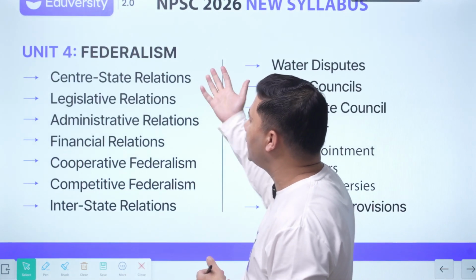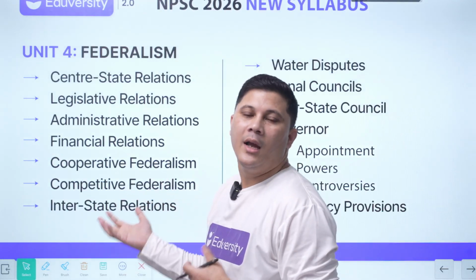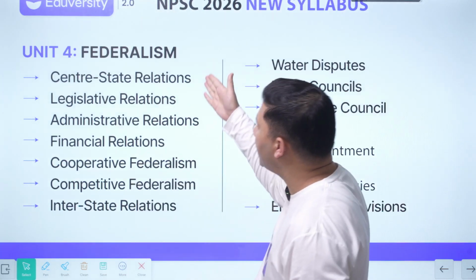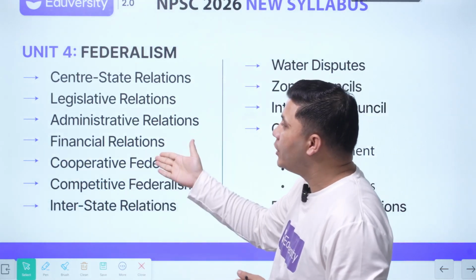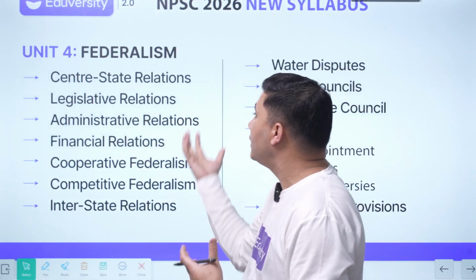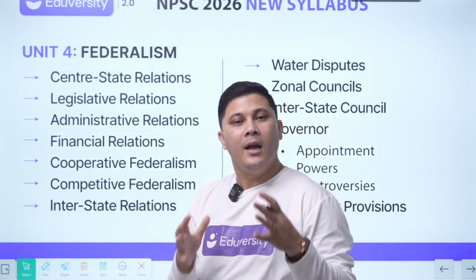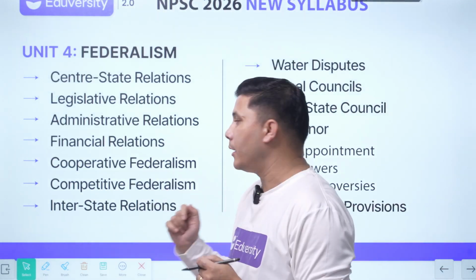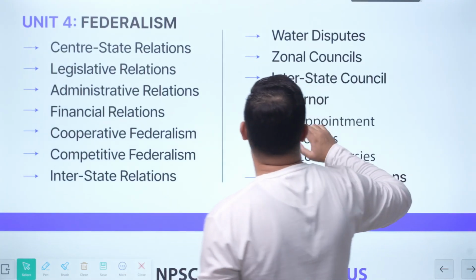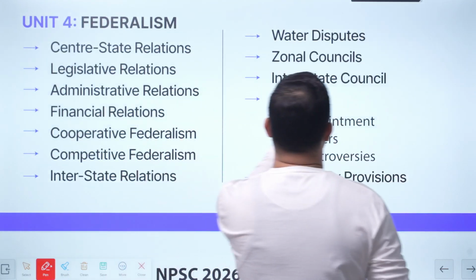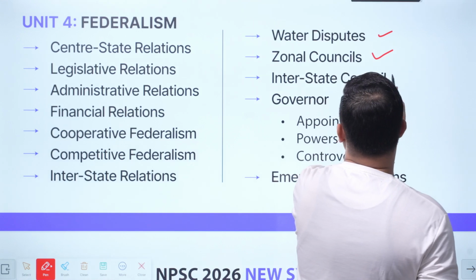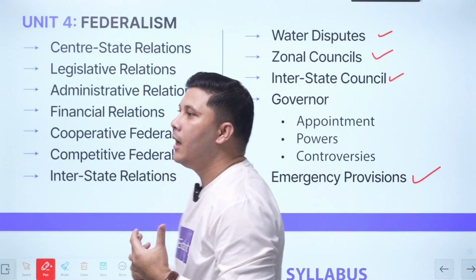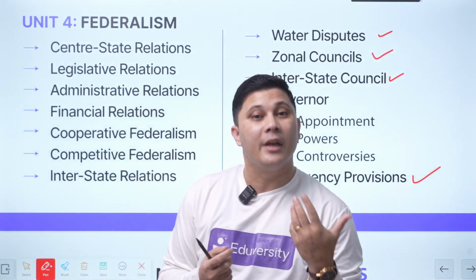In unit 4, as I said, federalism, and the important parts of the Indian federal structure, like central-state relations: financial relations, administrative relations, and legislative relations. You have to understand this federal structure in depth in the latest pattern. Apart from this, you also have to study important topics like the zonal councils, water disputes, interstate councils, and emergency provisions, like national emergency and state emergency.